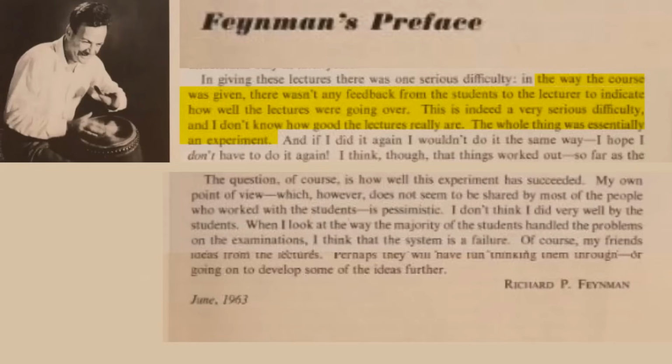And then there's how Richard Feynman evaluated his own lectures. He thought it was a disaster. No, really. Feynman wrote that the way the course was given, there wasn't any feedback from the students to the lecturer to indicate how well the lectures were going over. "This is indeed a very serious difficulty, and I don't know how good the lectures really are. The whole thing was essentially an experiment. The question, of course, is how well this experiment has succeeded. My own point of view is pessimistic. I don't think I did very well by the students. I think the system is a failure." On that point, I agree.